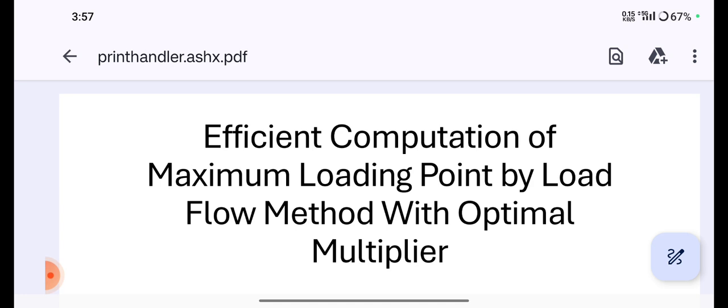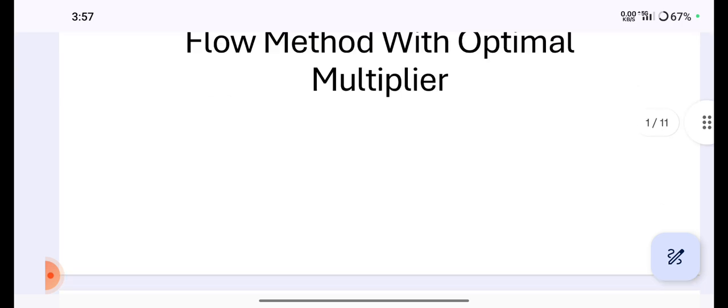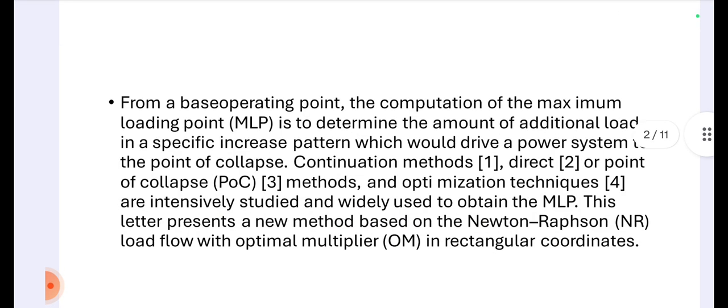So I'm here to explain efficient computation of the maximum loading point by the load flow method with optimal multiplier. From a base operation point, the computation of the maximum load point, MLP, is to determine the amount of additional load in a specific increase pattern which would drive a power system to the point of collapse.